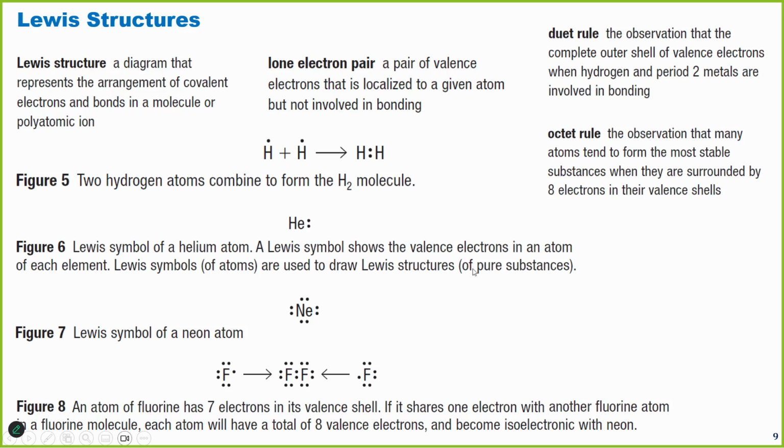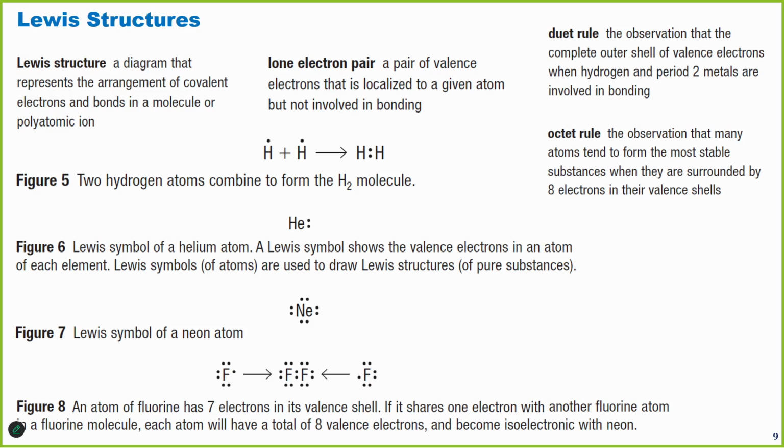So, based on this theory, Lewis drew structures to represent pure substances. A Lewis structure shows the arrangement of electrons and bonds in a molecule or polyatomic ion. After making observations of thousands of pure substances, chemists have identified rules for drawing Lewis structures. As we have already learned, the most important requirement for the formation of stable substances is that the participating atoms are isoelectronic with noble gases.